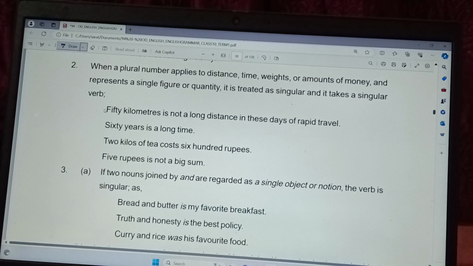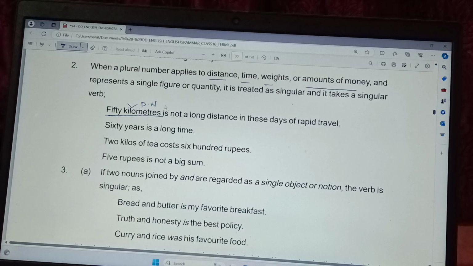Rule 2 says, when a plural number applies to distance, time, weight or amount of money and represents a single figure or quantity, it is treated as singular and it takes a singular verb, guys. That means when a plural number applies to distance, look at the example, guys, 50 kilometer. 50 kilometer is a plural number.